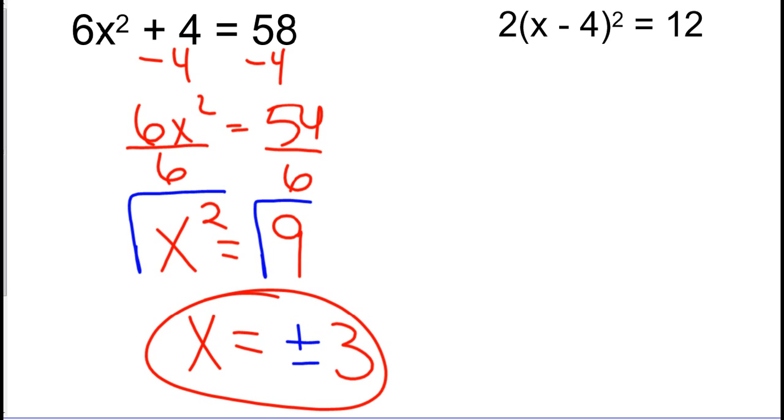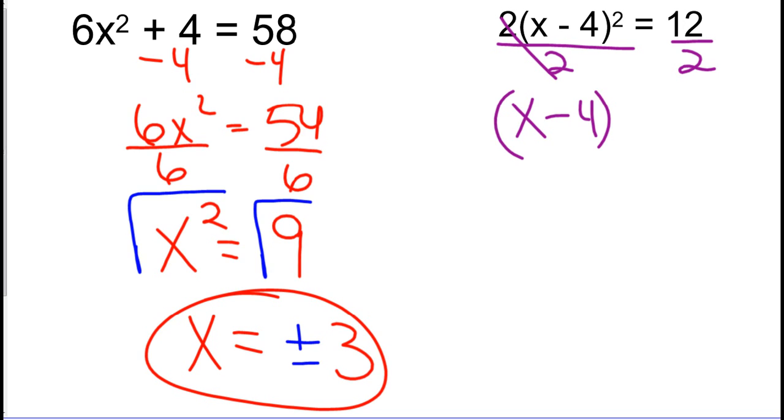Over here, the very first thing that I see is that I'm taking 2 times some quantity in parentheses: 2 times the quantity x minus 4 squared equals 12. Again, I have to ask myself, what would I do if this squared wasn't there? Well, you could distribute, but you don't really want to do that because it's going to be easier to divide by 2. So I'm going to go ahead and divide by 2 first. When I divide by 2, that's going to cancel on my left, and so I will have x minus 4 quantity squared equals 6.